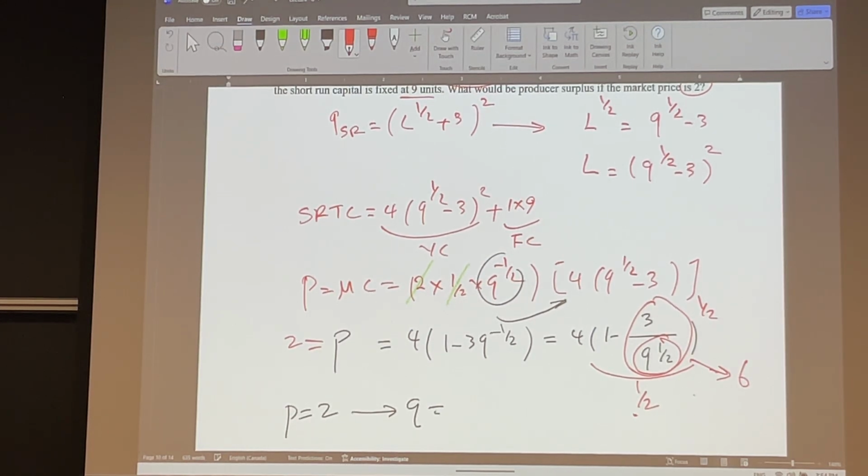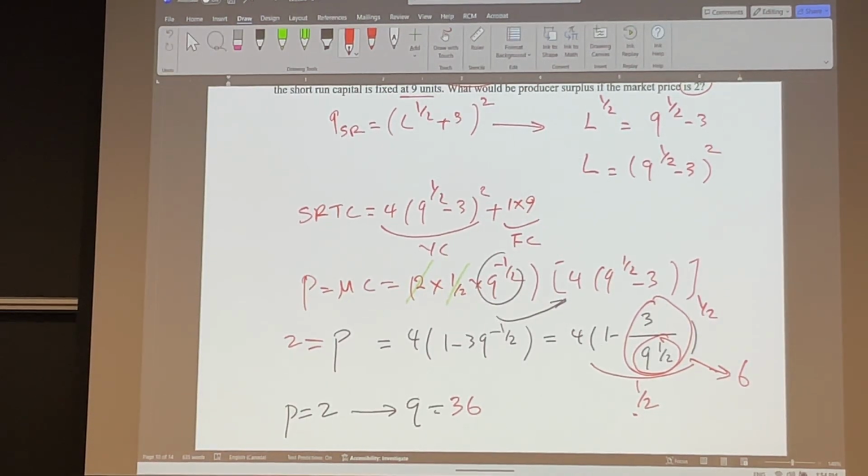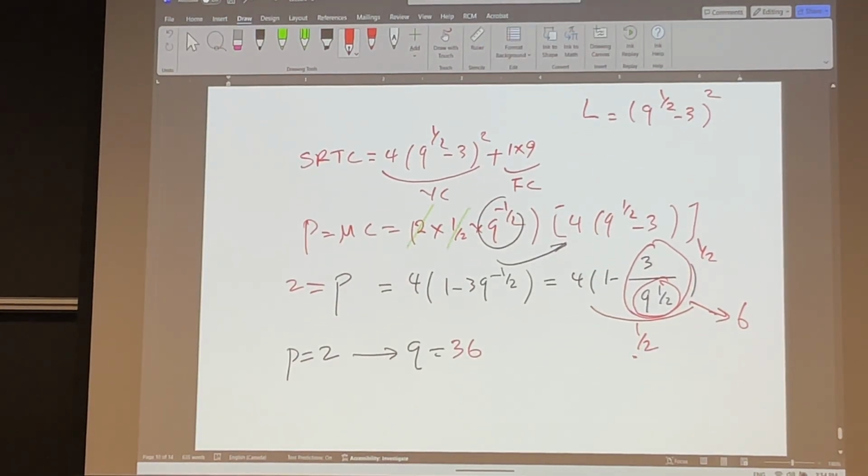So what is Q? 36. I didn't really solve it, I just cheated a little bit. You can solve it. You have the price, you solve the other side. I said this is 2, I want that to be half, so Q should be 36. Now I can get the total revenue I need for the surplus, that is 2 multiplied by 36, that is 72. I got the total revenue.